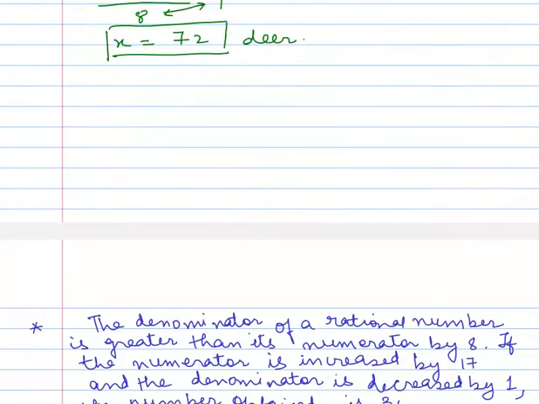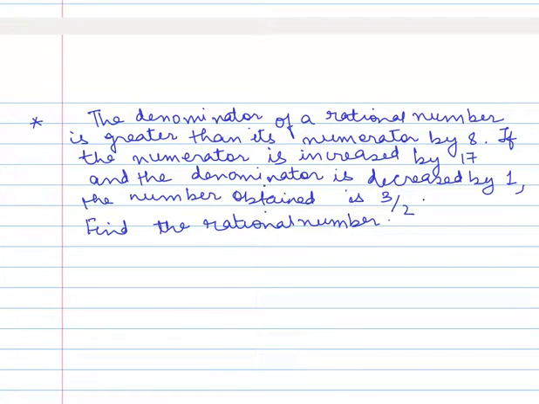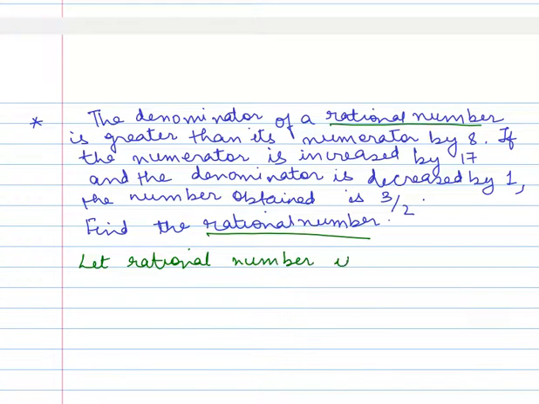Okay, the next question, the denominator of a rational number. So over here we are talking about the rational number. Say the rational number is x by y, right? A rational number has this form, x by y, where y is not equal to 0. This is the definition of a rational number, any number which can be represented in the form of x by y, where y is not equal to 0.